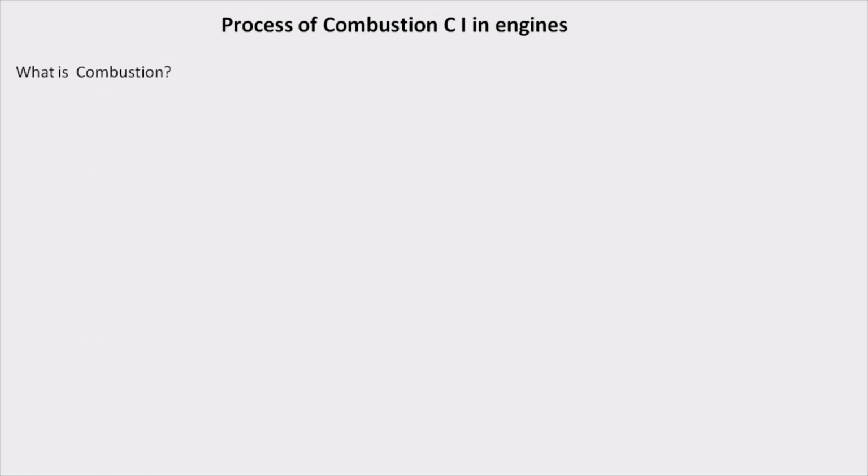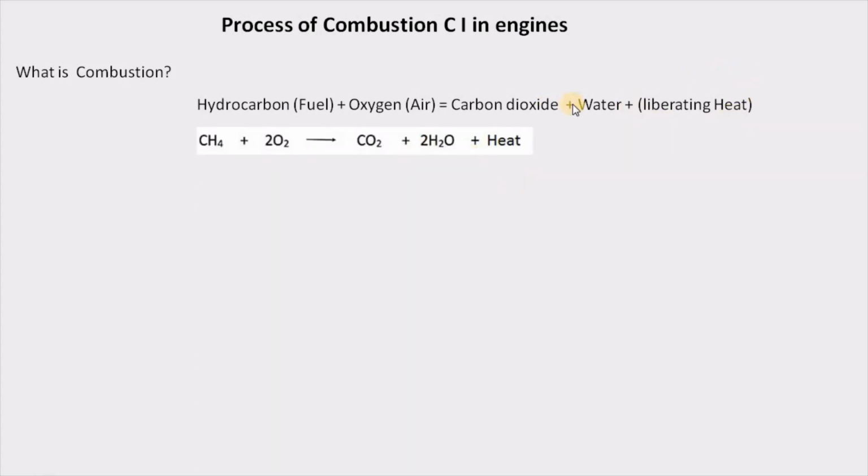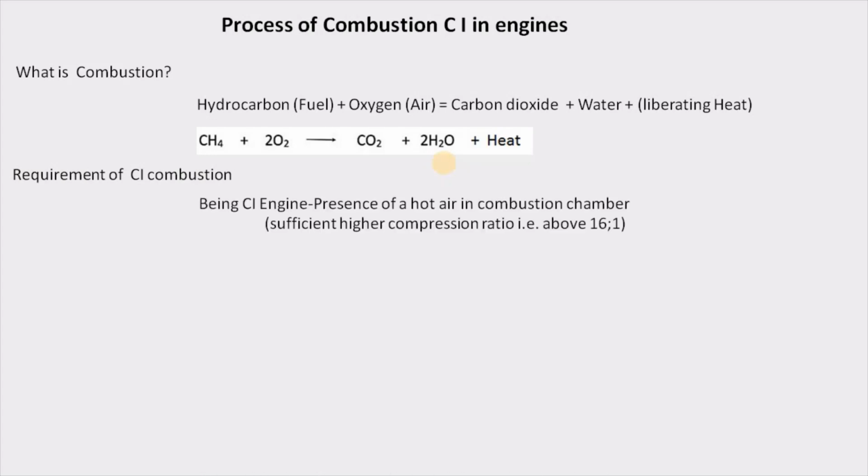So what is basically combustion? Combustion is basically burning of a hydrocarbon fuel in the presence of oxygen from the air to produce products like carbon dioxide and water, and obviously liberating heat, which is supposed to be used for producing work. In order for this combustion to happen properly, there are some requirements which need to be satisfied in case of CI engine combustion. And what are they?